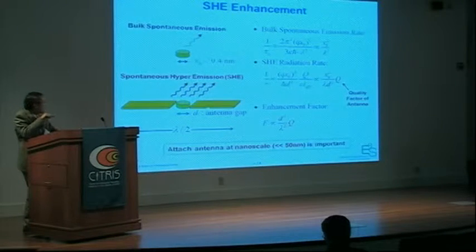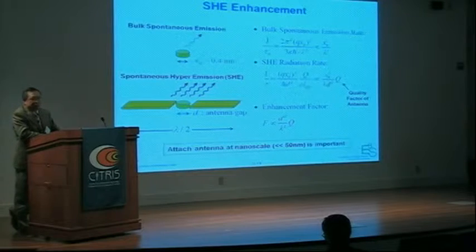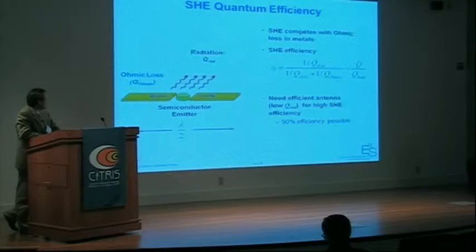So by contacting the emitter at the nanoscale, much less than 50 nanometers, ideally on the order of 10 nanometers, if you compare these two expressions, we can have roughly 100 times increase in the efficiency, actually 10 to the 4, 10,000 times when D is about 1% of the wavelength. In addition, it's also enhanced by the quality factor of the antenna. So altogether, about 10 to 100,000 times of enhancement can be obtained.